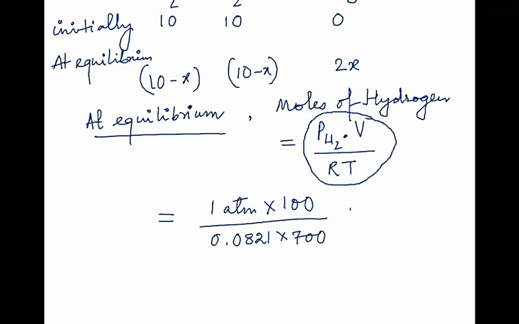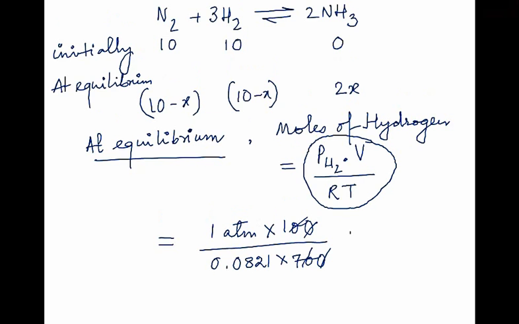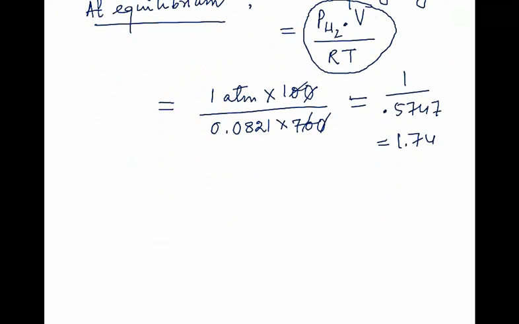So this gives you a value of 1 divided by 0.5747, which is equal to 1.74. So this is the number of moles of hydrogen. Now as per the equation we can say that 10 minus x or 10 minus 3x is equal to 1.74.